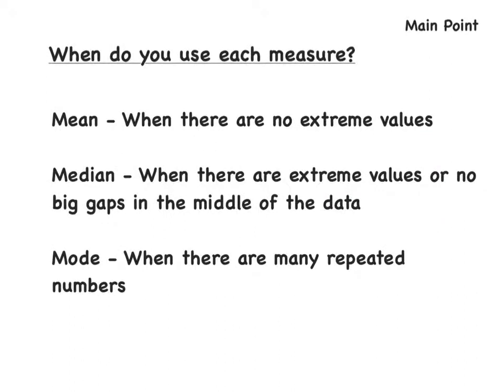So you might be given a group of numbers, and the question might ask, which one of these three measures of central tendency would you use? You would use the mean when there are no extreme values. By extreme values, I mean like, say the numbers are 1, 2, 3, 9, 107. This 107 is an extreme value because it's extremely far away from 1, 2, 3, and 9.